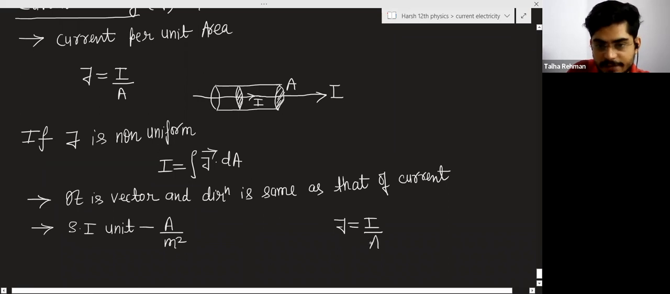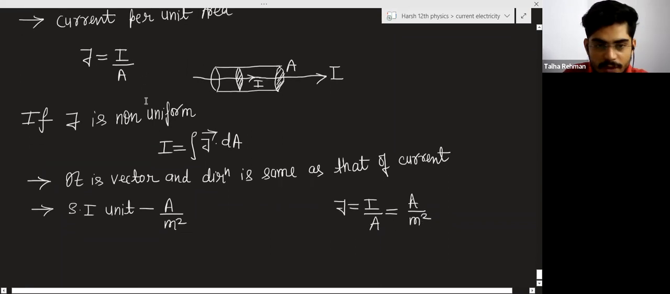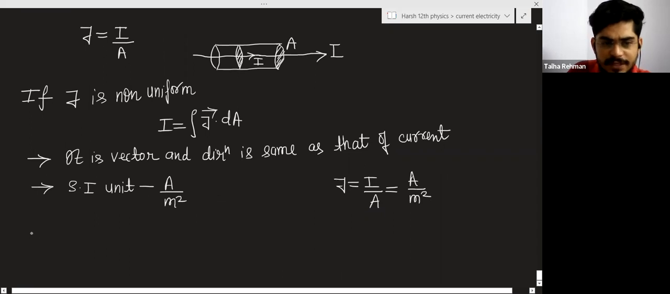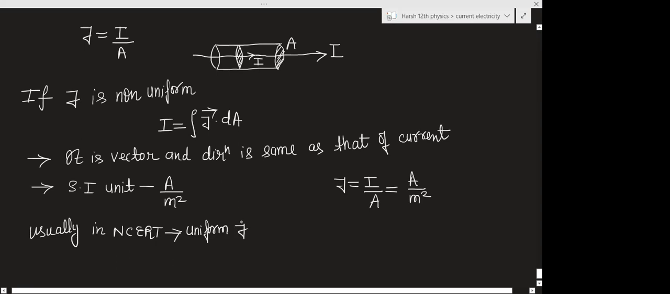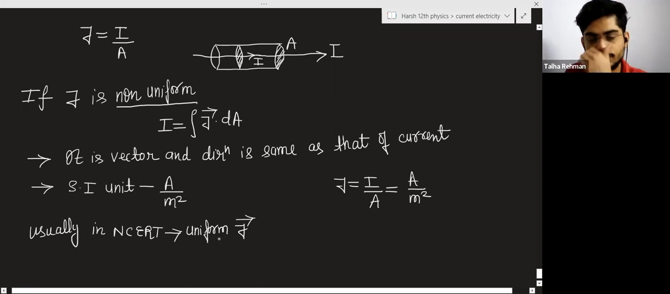You can calculate the unit of current density from here. J is equal to I divided by area. Unit of current is ampere. Unit of area is meter square. But usually in NCERT of 12th class, you will get uniform J, uniform current density. This is non-uniform, but in NCERT, in 95% cases, you will get uniform current density.